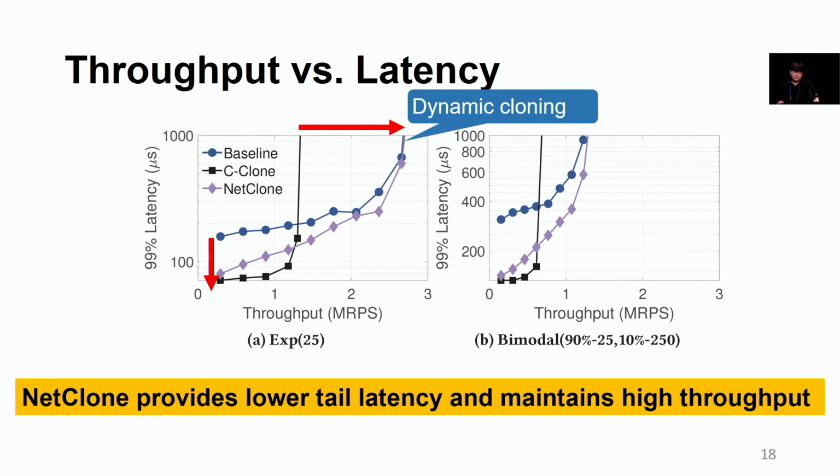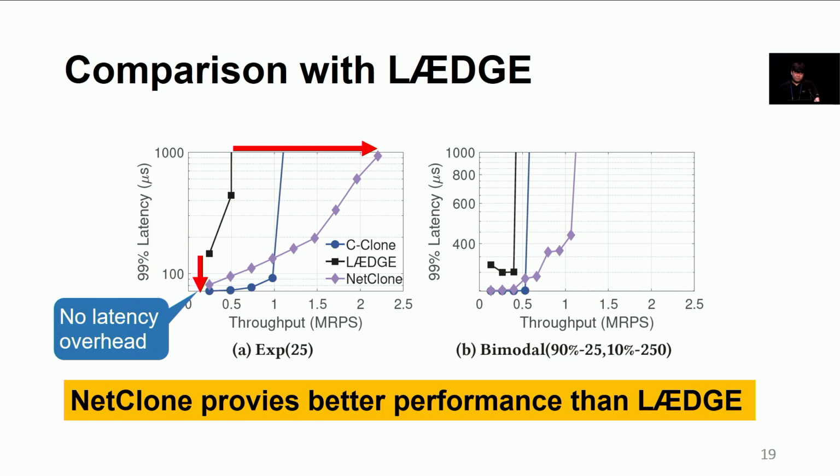Here we can see that NetClone is the only solution that provides low tail latency and high throughput at the same time. In this experiment, we compare NetClone against RAG. RAG shows the worst performance among the compared schemes. One notable point here is that there is a latency gap even at low loads between RAG and NetClone. This is because the RAG coordinator incurs additional latency overhead for request cloning.